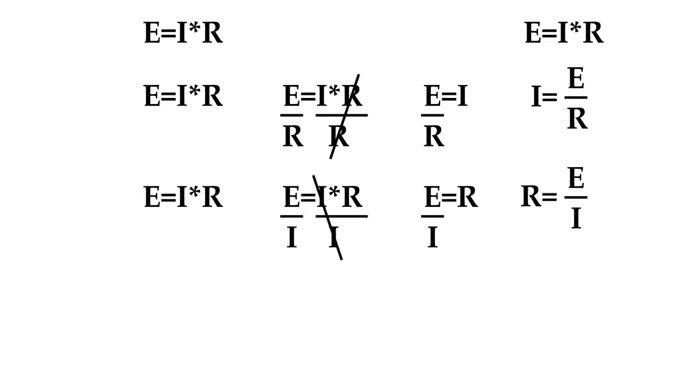Likewise, starting all the way to the left again with E equals I times R, if we divide both sides by I, we end up with E over I equals R, or R equals E over I. So now we have three equations, and if we know two of any of the three, we can figure out what the third one is.